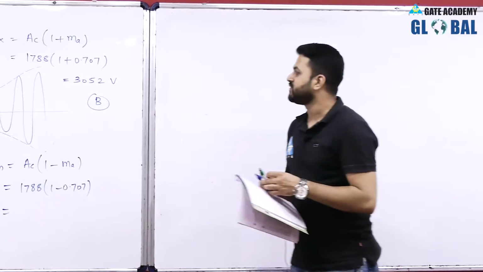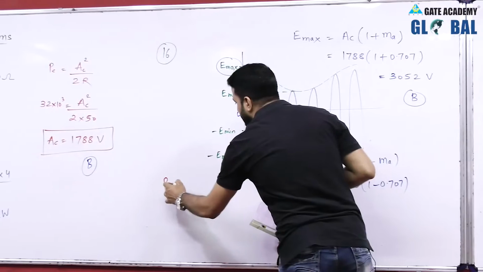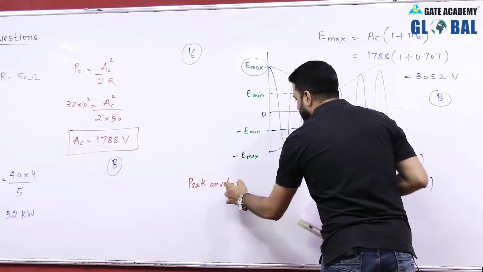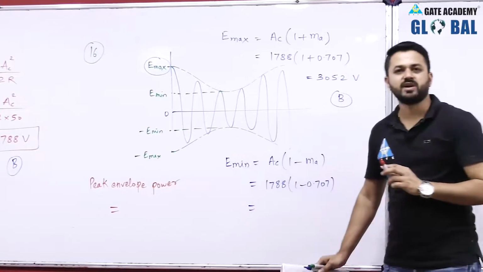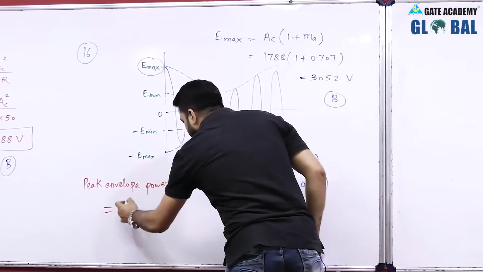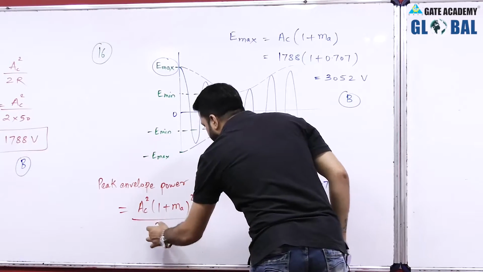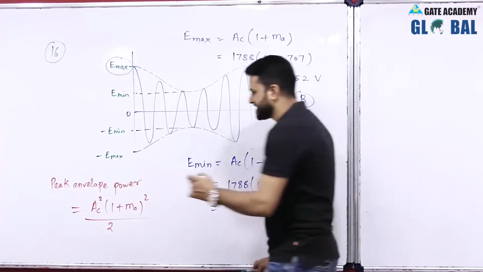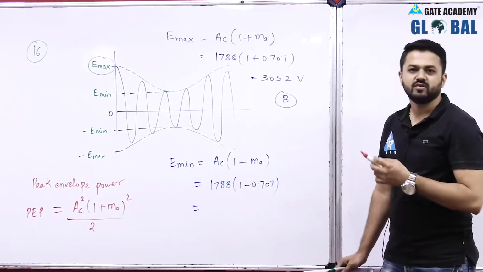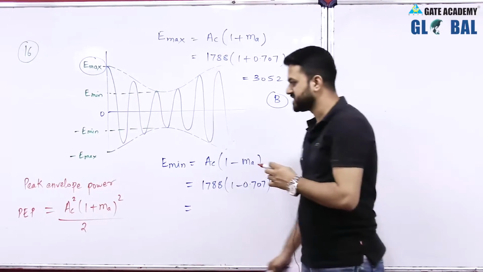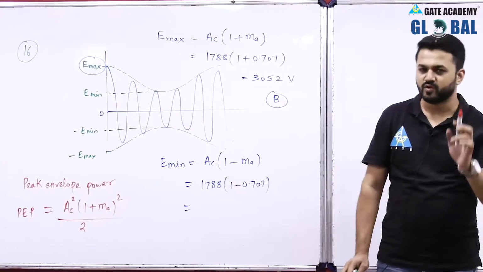And suppose we have to find the peak envelope power. Suppose the question was to calculate peak envelope power, then this is AC square into 1 plus MA whole square divided by 2. This is the peak envelope power, which is also known as PEP. So AC square into 1 plus MA whole square divided by 2. So you can remember this formula also. For sine modulation, peak envelope power is AC square into 1 plus MA whole square divided by 2.